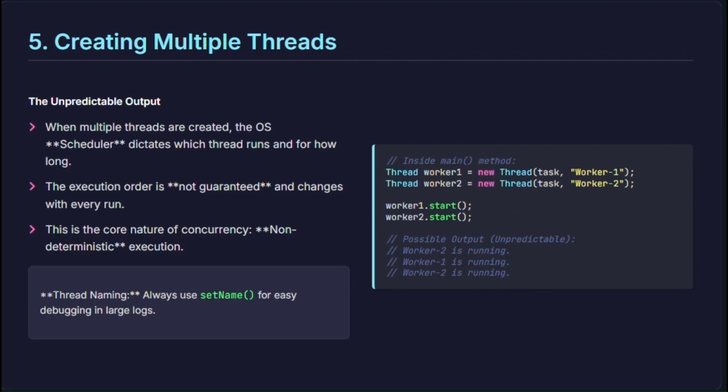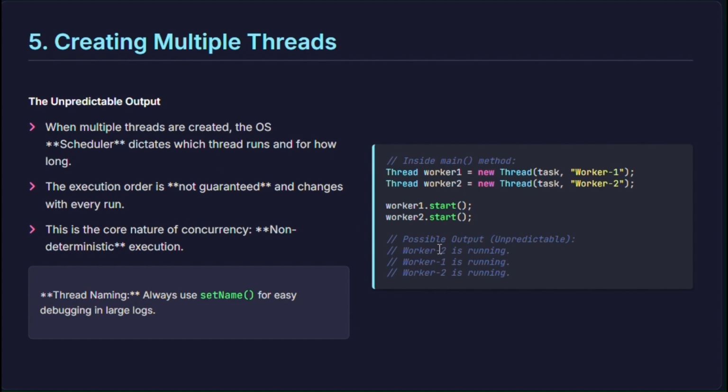Now we introduce concurrency. When you call the start method on multiple threads, they all enter the runnable queue simultaneously. The OS scheduler picks them up in an arbitrary order, slices up the CPU time, and swaps them out.